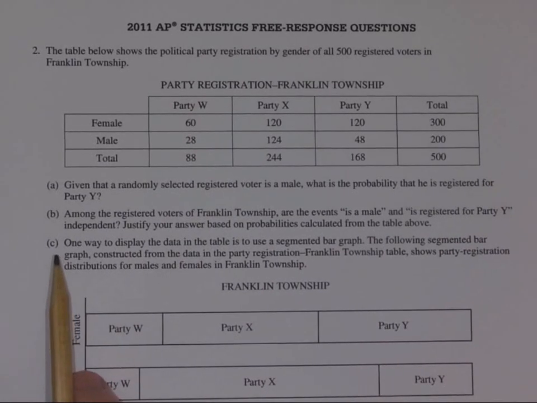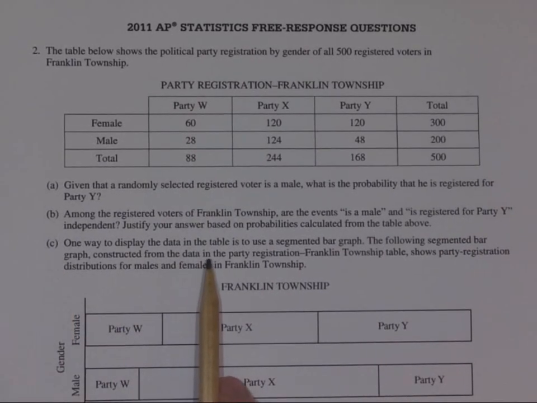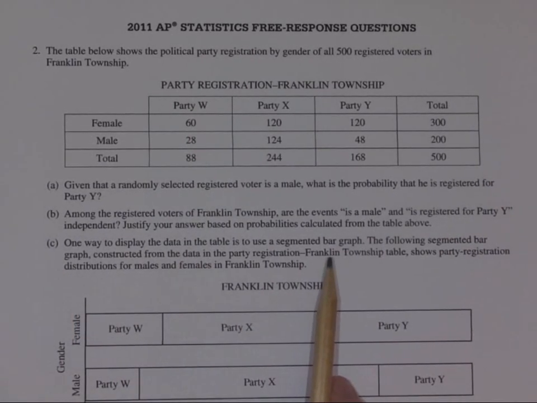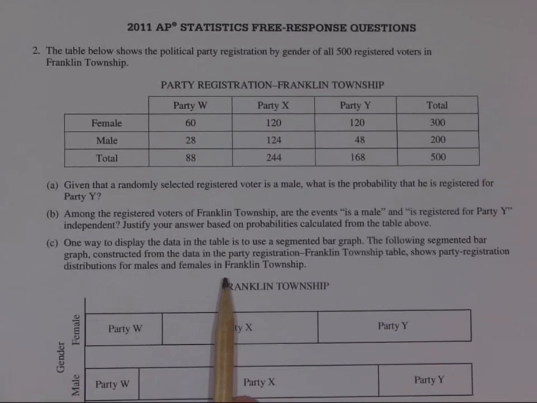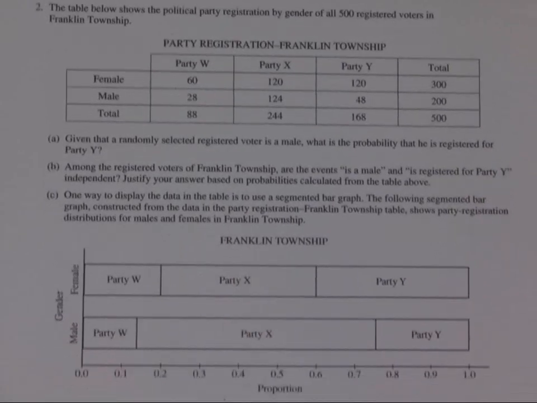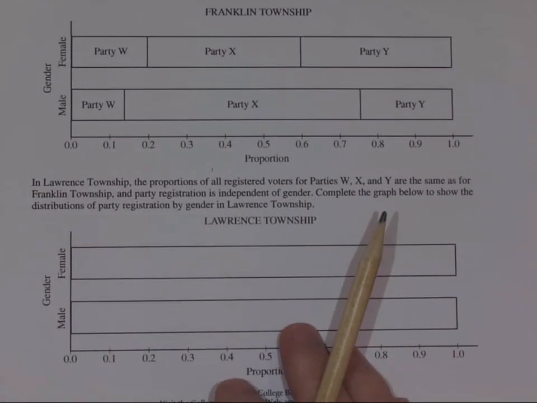And then part C: one way to display the data in the table is to use a segmented bar graph. The following segmented bar graph, constructed from the data in the party registration Franklin Township table, shows party registration distributions for males and females in Franklin Township. So there's the segmented bar graph. Okay, and so then it says this.